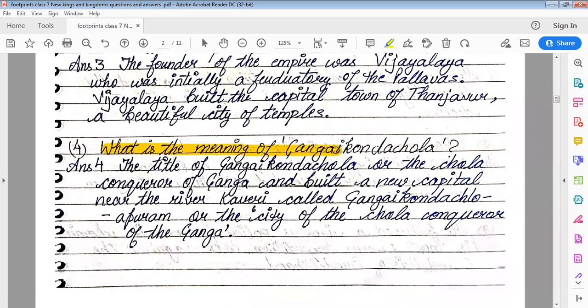What is the meaning of Gangai Konda Chola? The title Gangai Konda Chola means the Chola conqueror of the Ganga. He built a new capital near the river Kaveri, called Gangaikonda Cholapuram, or the city of the Chola conqueror of the Ganga.